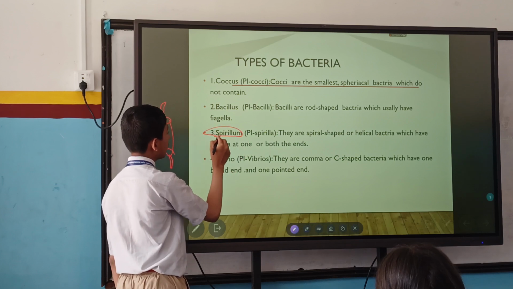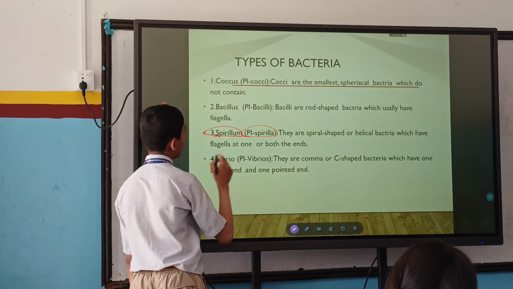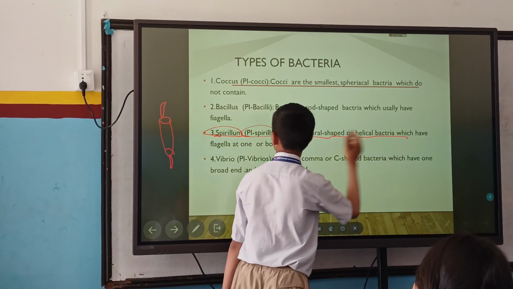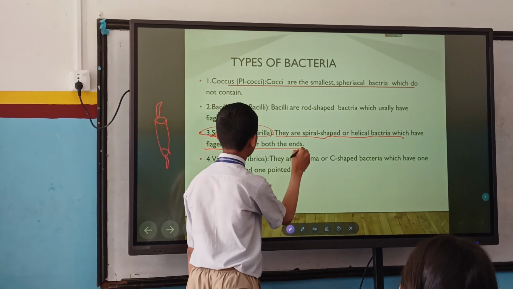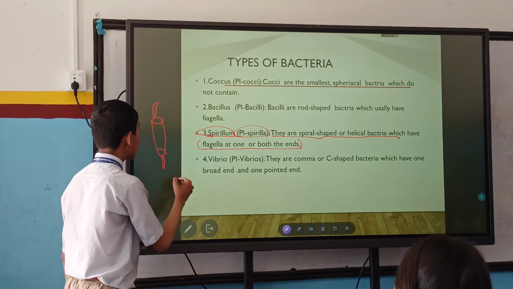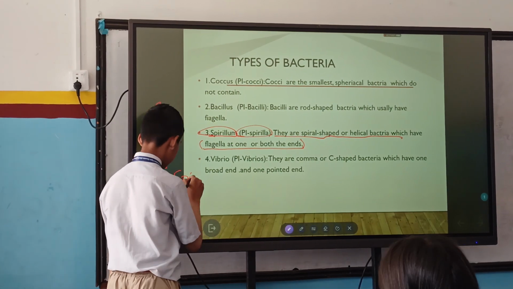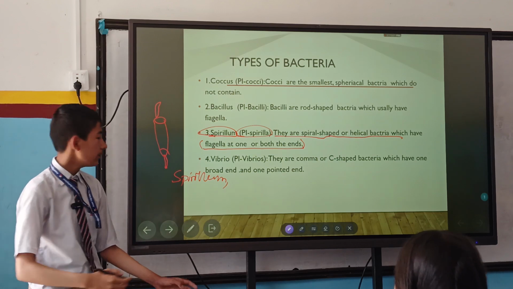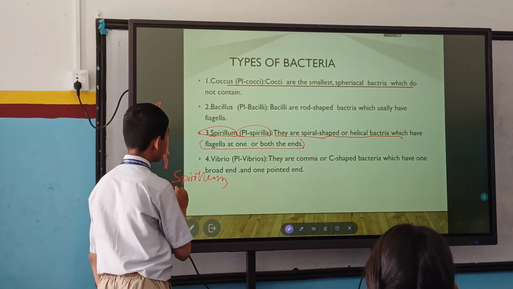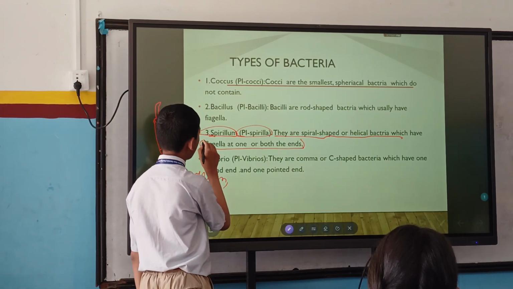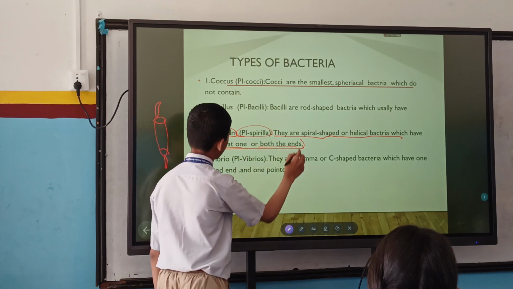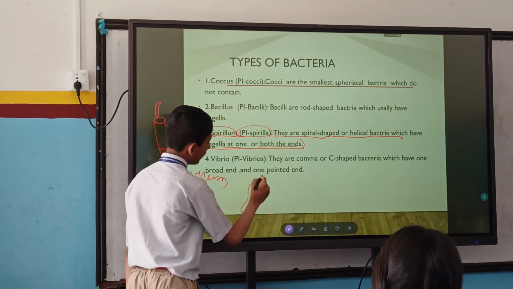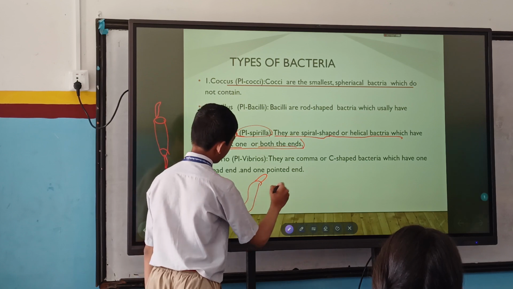Next is spirillum, plural spirilla. They are spiral-shaped or helical bacteria which have flagella at one or both ends. In spirillum, it is spiral-shaped, and it may have flagella at both ends or at one end only.